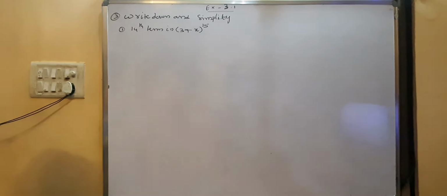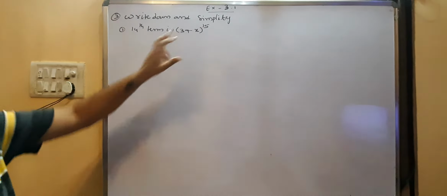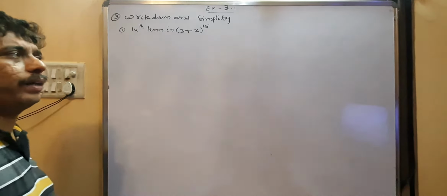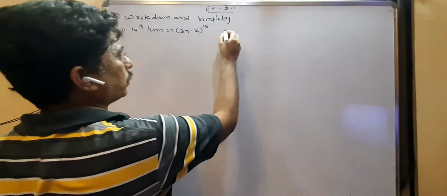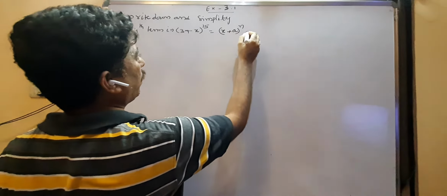Coming to the third problem. Write down and simplify the 14th term in the expansion of (3 + x) whole power 15. We know the general term formula, which I explained to you. The expansion is in the form (x + a) whole power n.